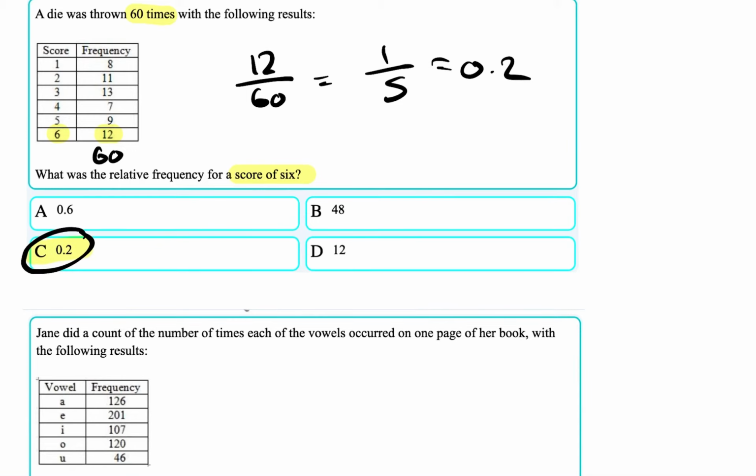Answer C. So the idea is, based on my experimental probability, if I was to roll the dice 540 times, well, it should just be 540 times 0.2, which is 20%, and that will give us a nice answer of 108. So that's the idea. We just get this experimental probability. It lets us sort of predict the future if we were to do it more times.